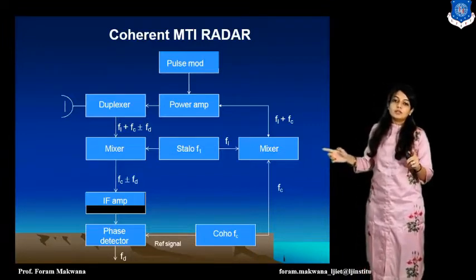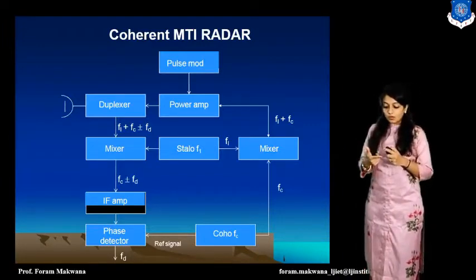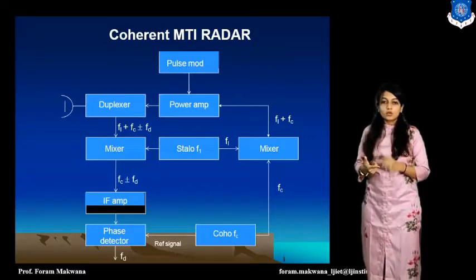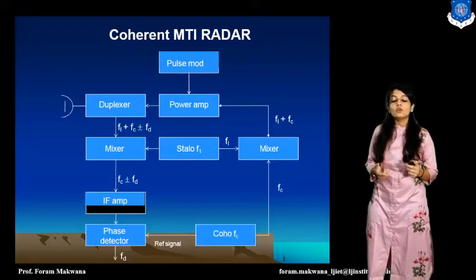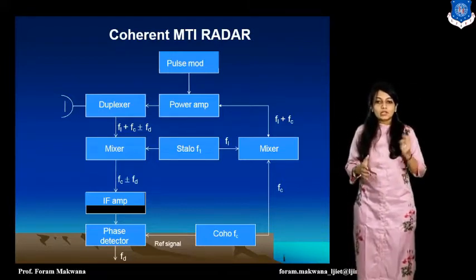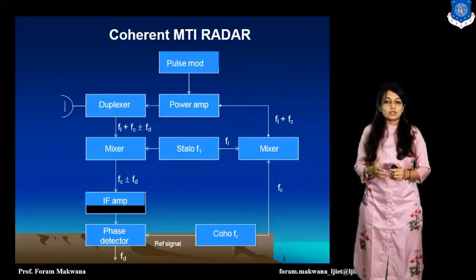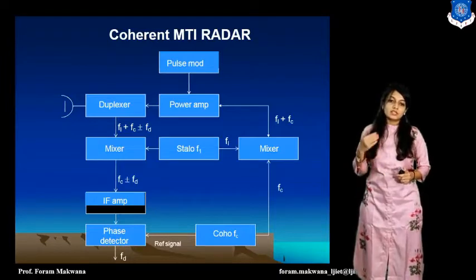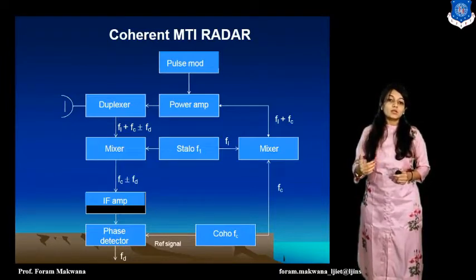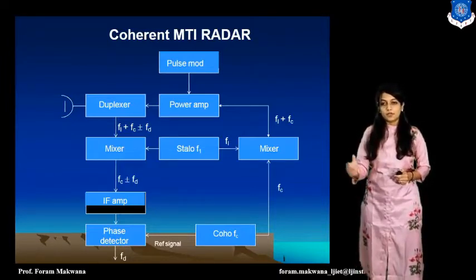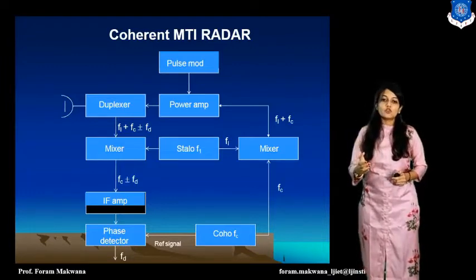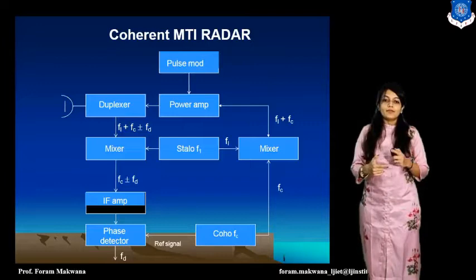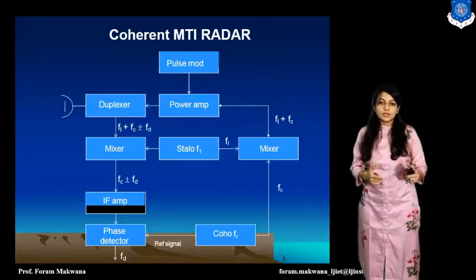Secondly, why are we going to use STALO and COHO? STALO is the stable local oscillator and COHO is the coherent oscillator. The function of STALO is to generate a continuous and stable frequency. And the function of COHO is that we use it for the phase comparison.